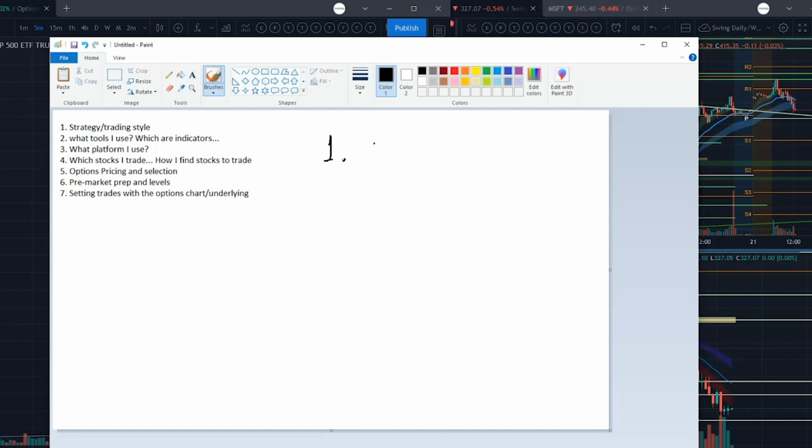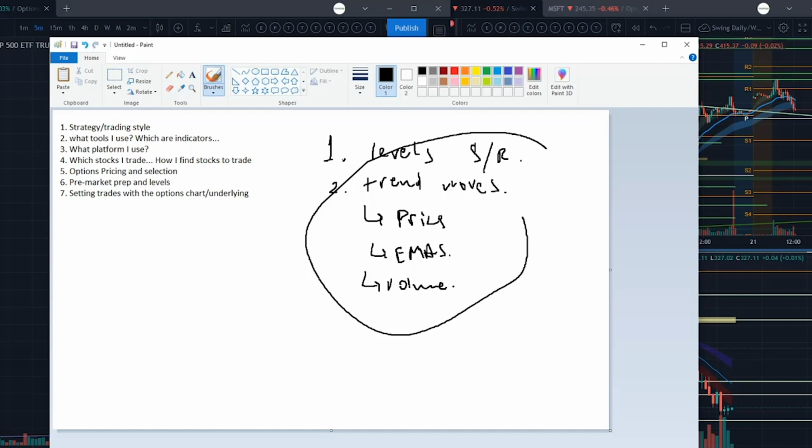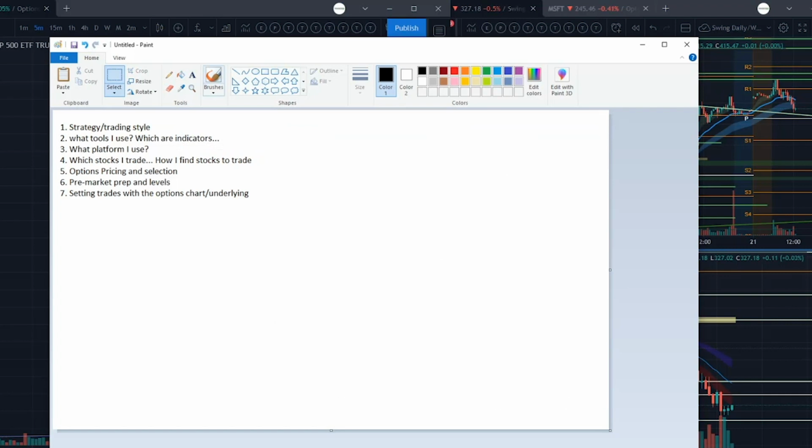That involves identifying levels of support and resistance. And number two, following how the trend moves. This could be found with just general price action. It could be helped with EMAs, right, and confirmed with volume. Some of the tools that I use are going to be in here, but we'll skip that for now and talk about these trends: what they encompass, how to find them, your price action analysis, and so on and so forth.